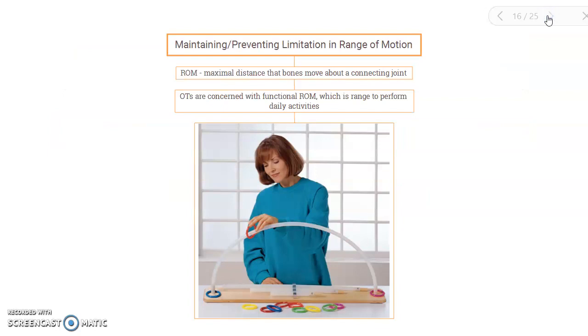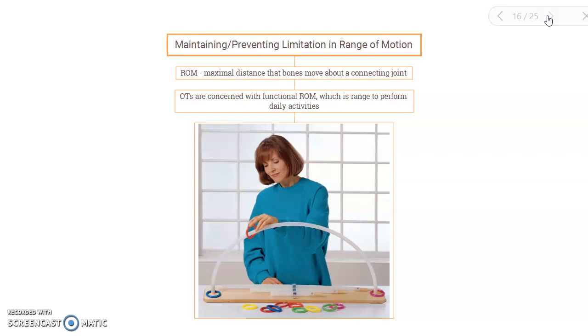So the first biomechanical approach we're going to talk about is maintaining and preventing limitation in range of motion. Range of motion is the maximal distance that the bones move about a connecting joint and extensibility of connective tissues across the joint. So OTs are more concerned with functional range of motion, which is a range to perform daily activities.